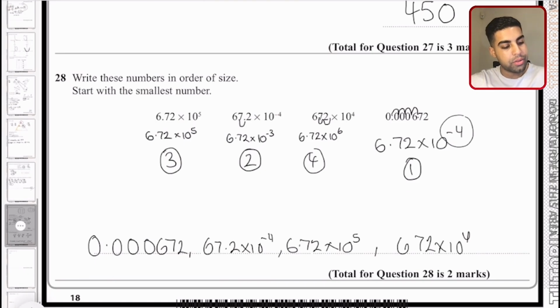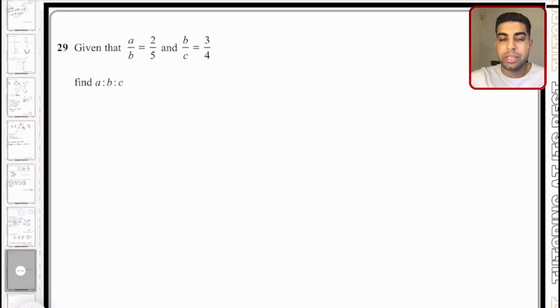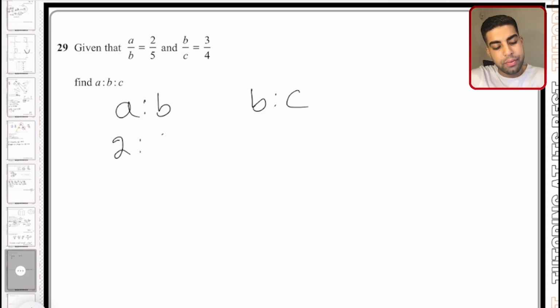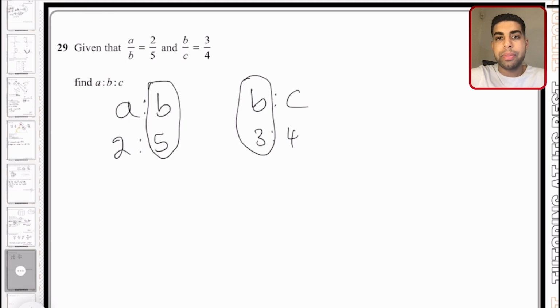Okay, let's go over to our second final question here. Given that a over b equals 2 over 5 and b over c equals 3 over 4, let's find a, b, c as a ratio. The first thing I'm going to do is write down a to b and b to c. So a to b is 2 to 5 and b to c is 3 to 4. But the one thing we have in common is our b's.